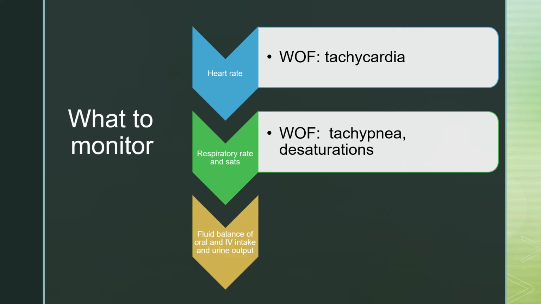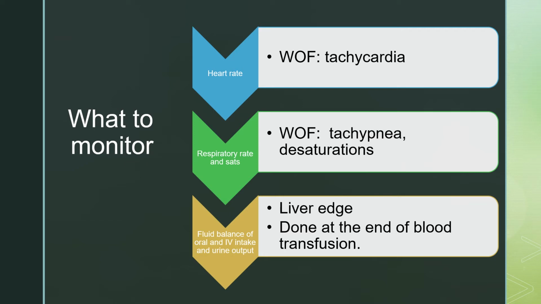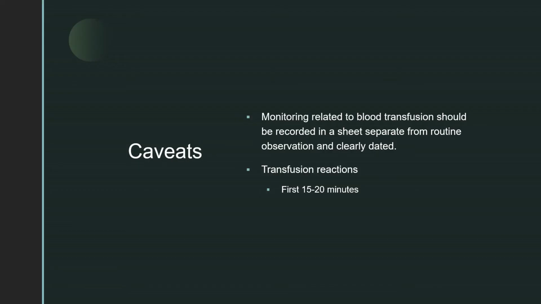So, at the end of a blood transfusion, you check for the fluid balance and check the liver edge, which may become palpable with congestion. Blood transfusion monitoring should be recorded on a separate sheet from the routine observation and should be clearly dated and labeled with what components are being transfused. Transfusion reactions should be entertained if there's deterioration in the patient's condition, especially during the first 15 to 20 minutes following the administration of a blood or blood component unit.